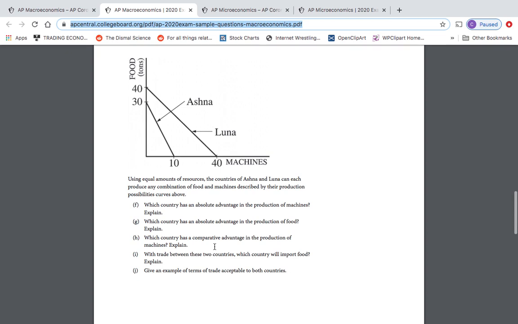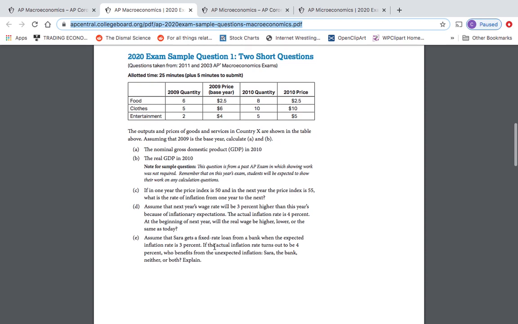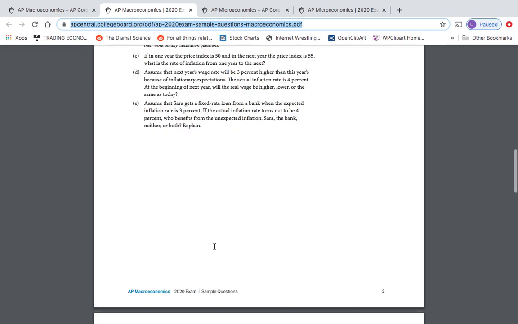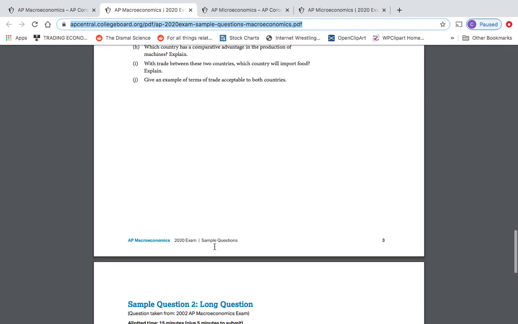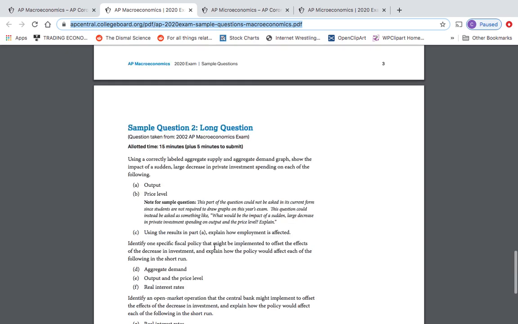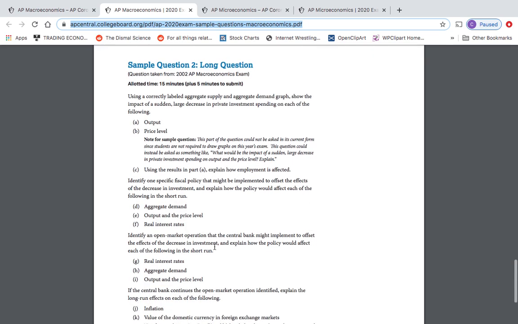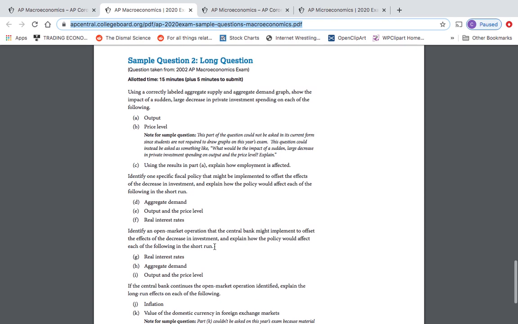All right, so that's your 25-minute question. A little bit from Noble 2, a little bit from Noble 1. All right, then the sample question number 2. This is the long question. This is like what they would consider to be question 1 on the traditional FRQ set. So this is the 2002 AP Macro exam, says it's taken from.